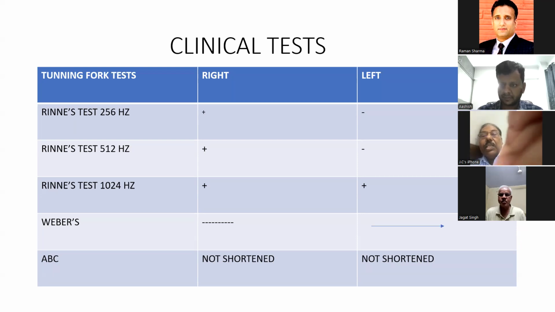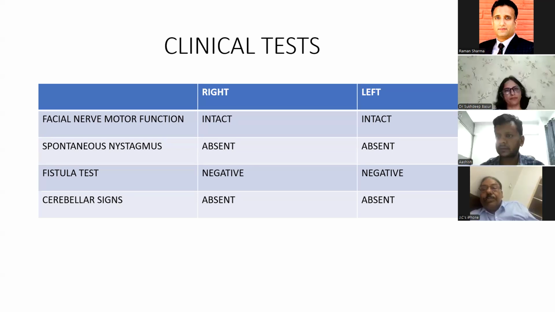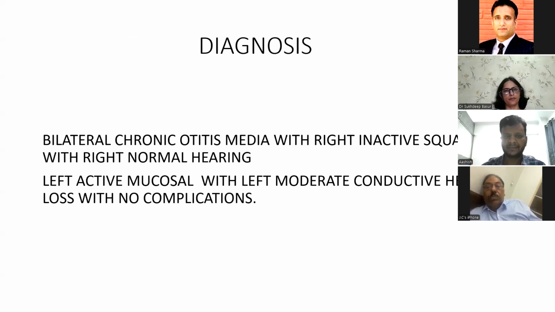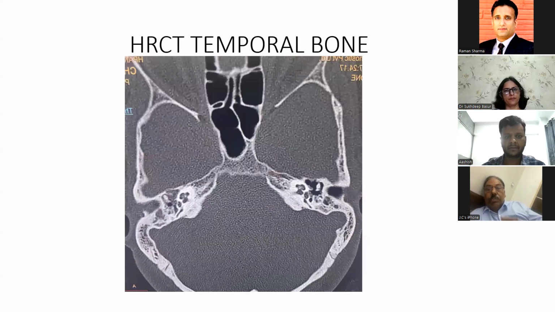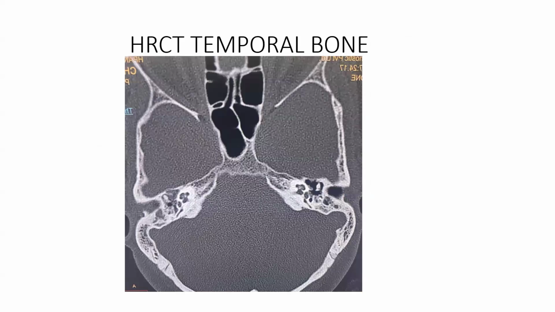Point well taken. Now you tell us about the investigation part. You were saying something about HRCT. Yes, sir, I would go for HRCT. Describe the HRCT findings. So on the right side there is soft tissue in the epitympanum as well as around the ossicles and in the mesotympanum.